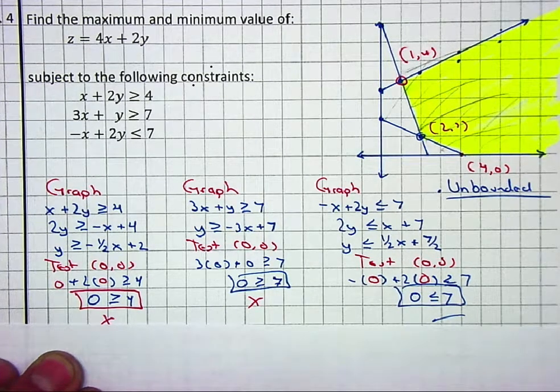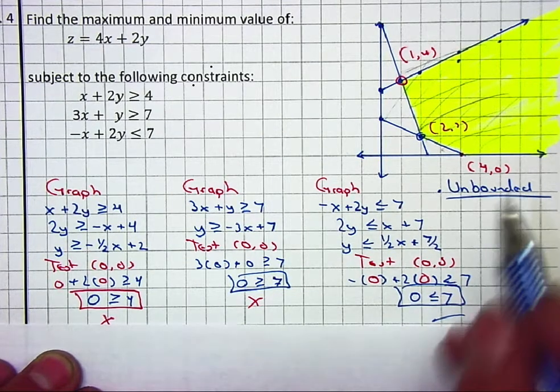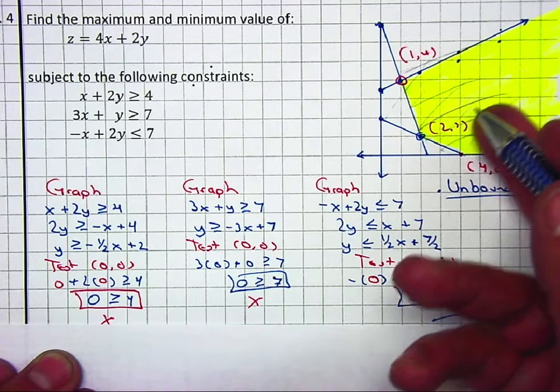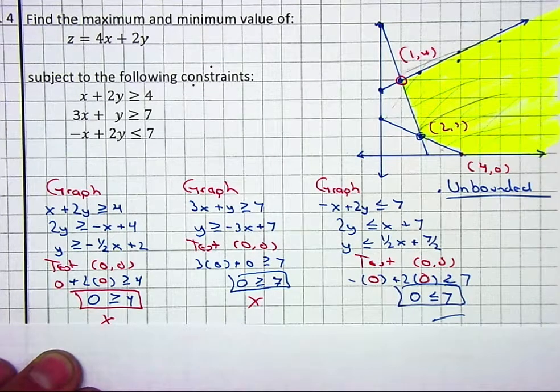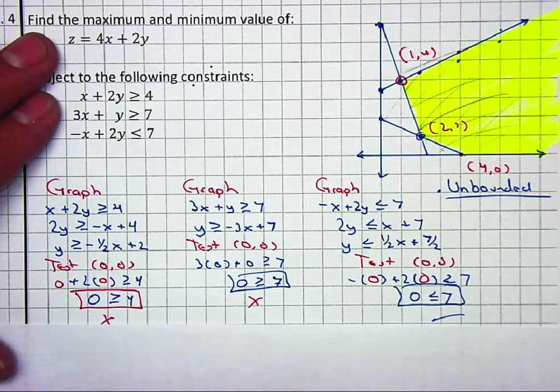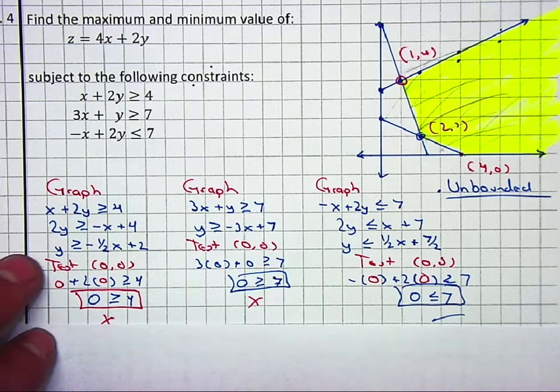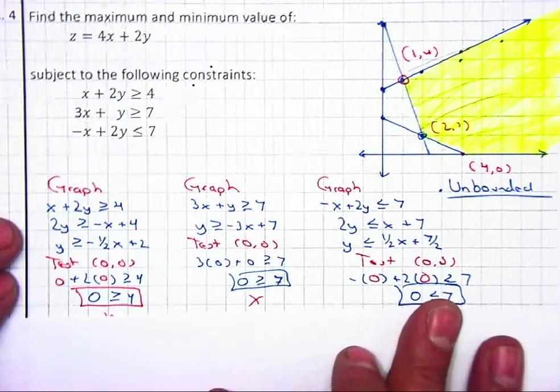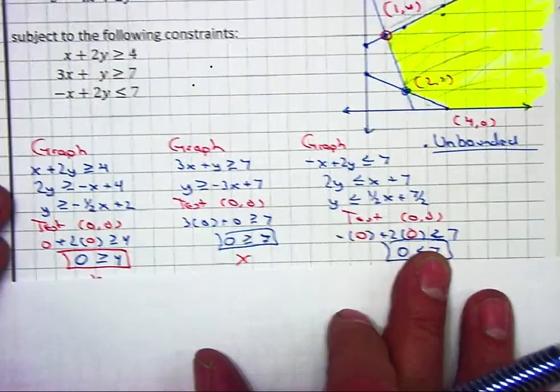Now, one of the things that you'll notice is that whenever you have an unbounded section, you are going to be able to find a minimum, but because it's not bounded above, you're not going to be able to find a maximum. But we'll be able to find a minimum value. So you graph each one. Then once you have it, we are going to use our objective function to determine the value at each of the vertices.